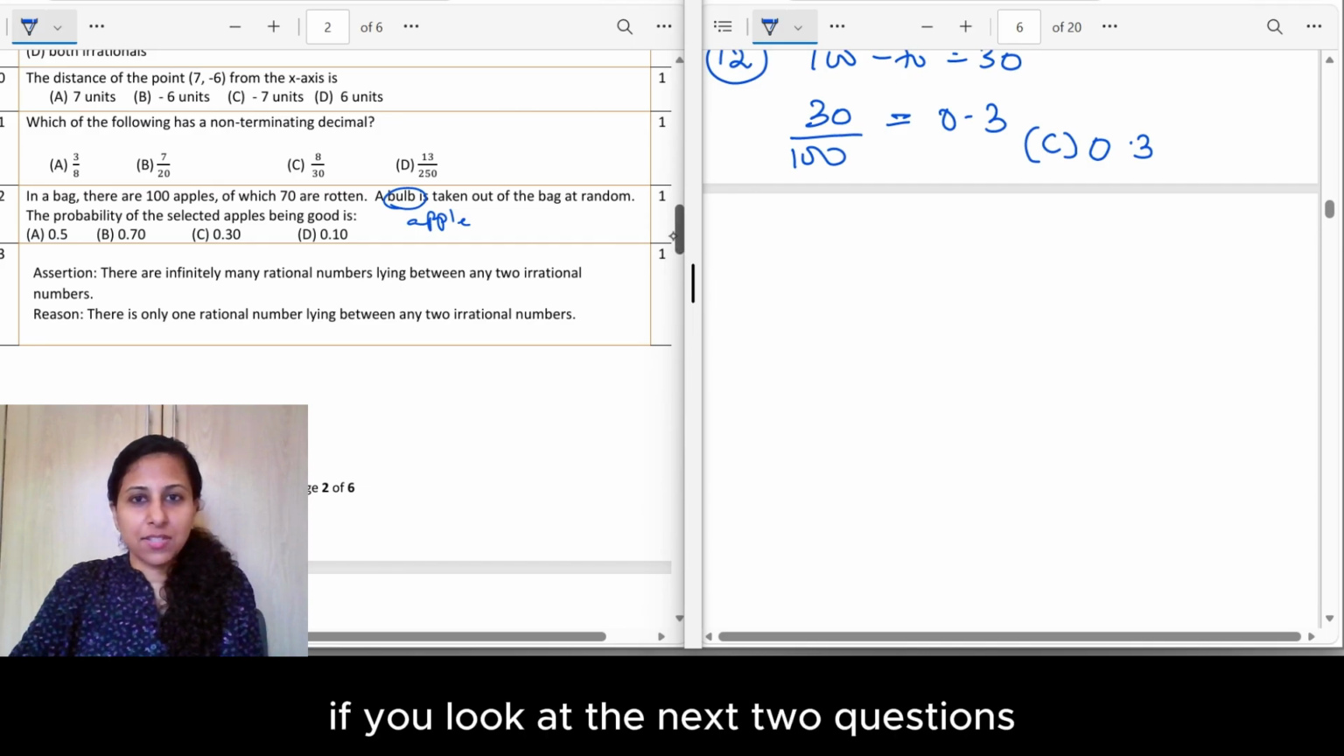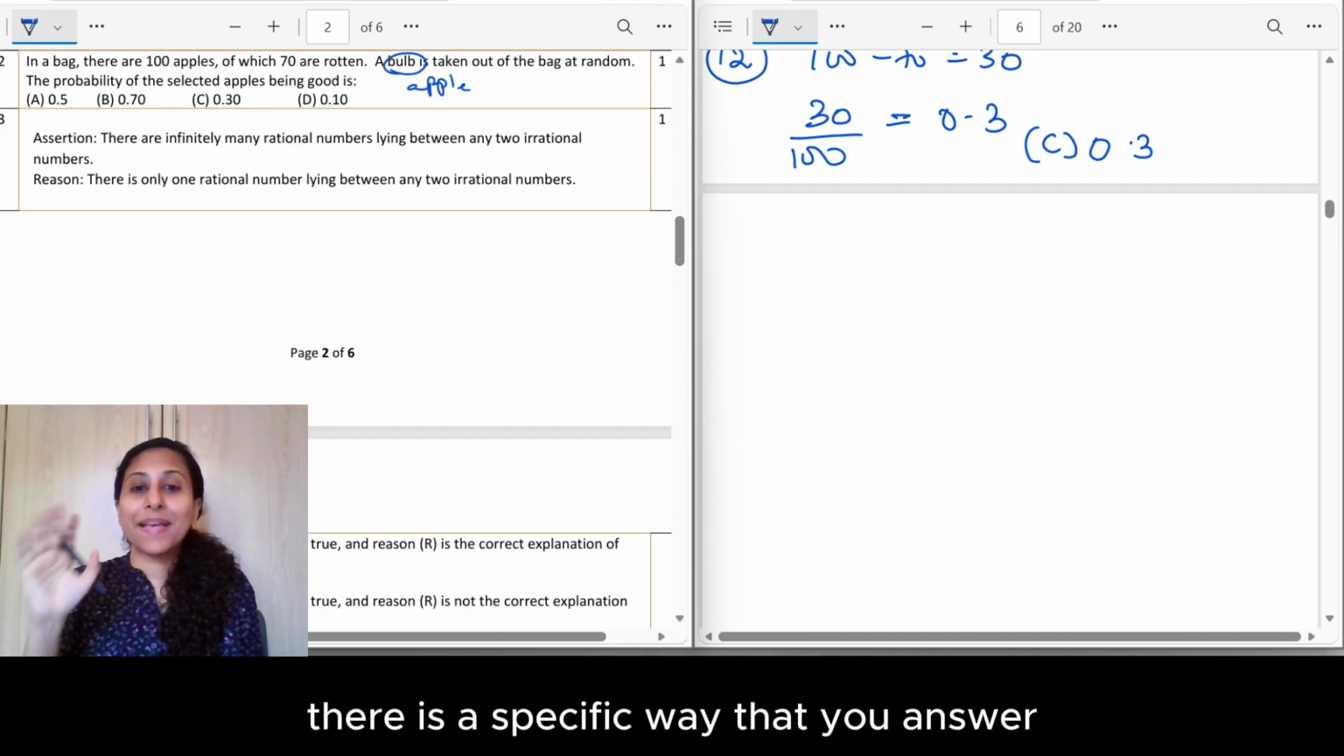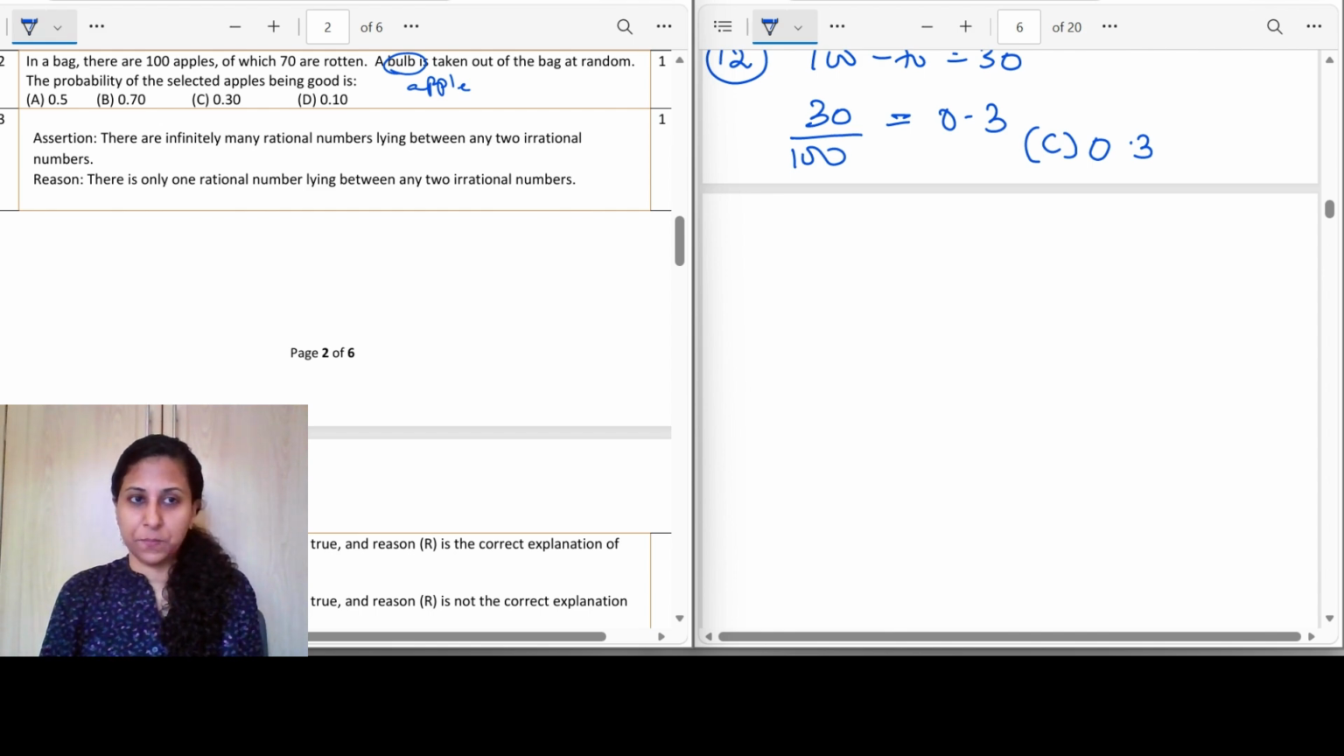If you look at the next two questions, these are assertion reason type of questions. There is a specific way that you answer assertion reason questions. How do you answer assertion reason questions?